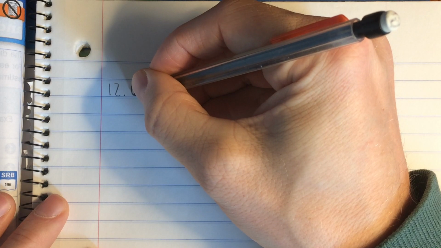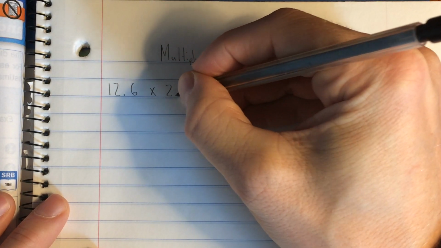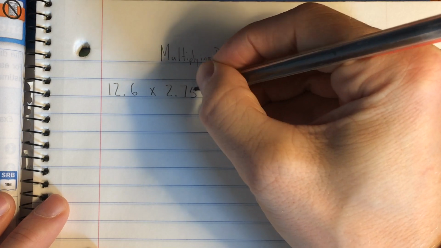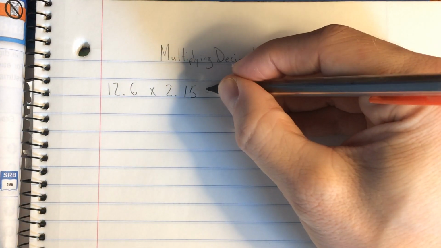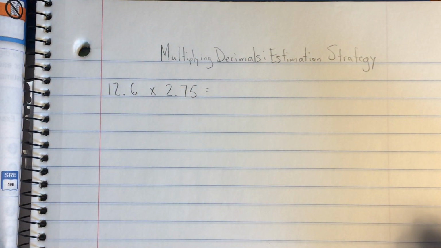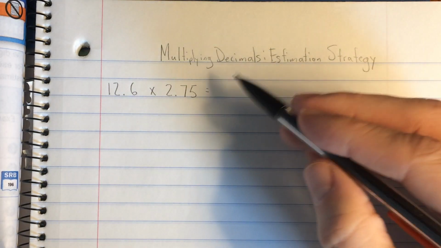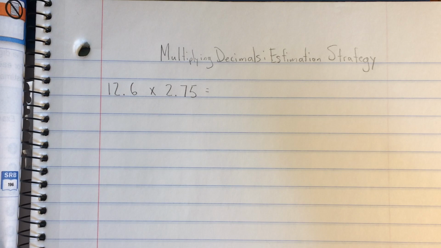12.6 times 2.75. Now, in our previous lesson, 6-8, they gave us the answer to problems just like this, and our goal was to estimate in order to find out where the decimal point goes. Okay, so we're going to kind of hybrid that strategy a little bit.